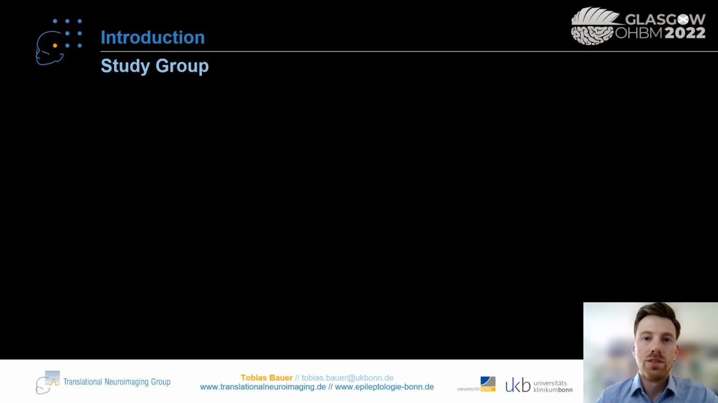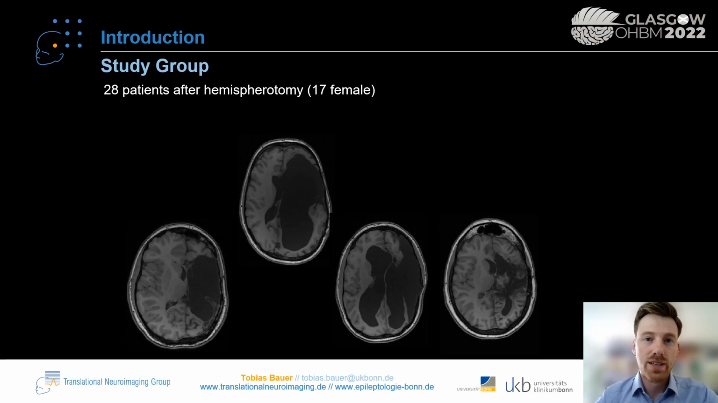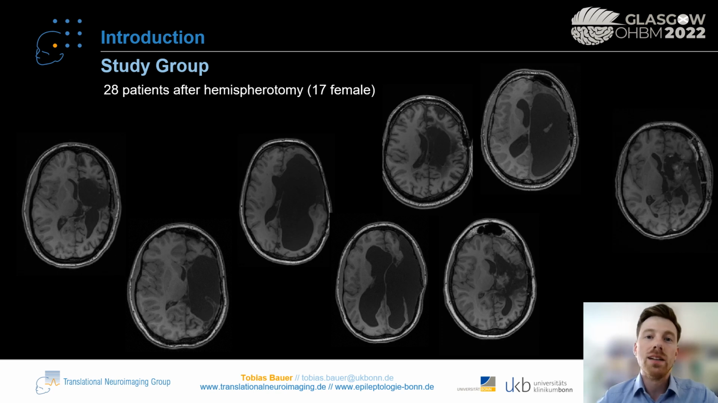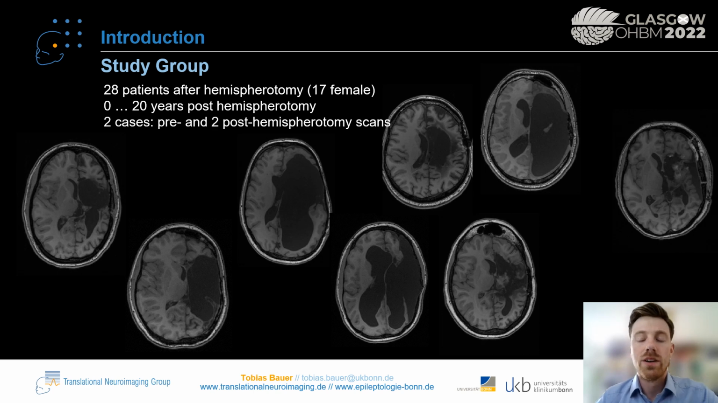Our study group at the University Hospital Bonn consists of 28 patients, 17 of which are female, and we collected data from immediately after surgery until 20 years post-surgery. We have even two interesting cases in this cohort where we collected the MRI data before surgery and at multiple time points after surgery. When we had a look at the structural data of those patients, we found that depending on the surgical technique that was applied, the amount of gray matter that was intact on the isolated hemisphere varies a lot.